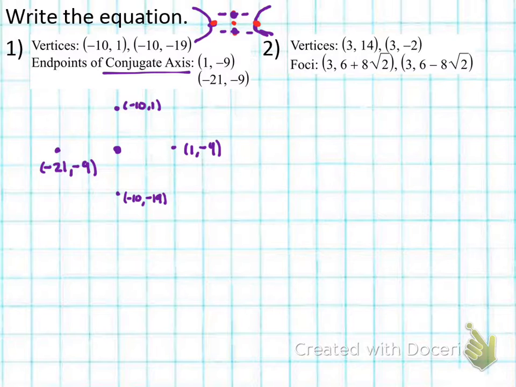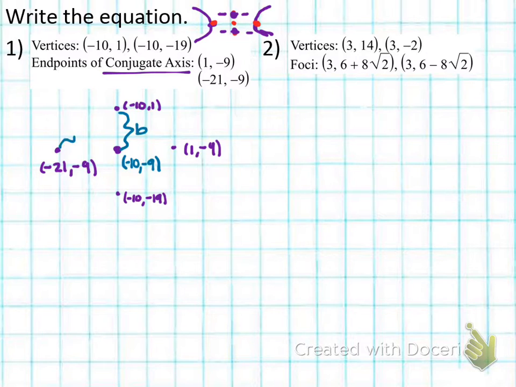So this point right here in the middle is the center. It's going to be directly in between the vertices and directly in between the endpoints. So I know it's going to have the same x-coordinate, right? It's in line with these points, so it's got to have this as the x-coordinate. So it would be negative 10. And then same thing with these points. It's in line here with the endpoint, so it's going to have negative 9 as the y-coordinate. Okay, so I have my center, I have h and k.